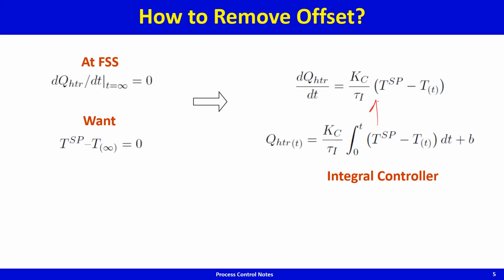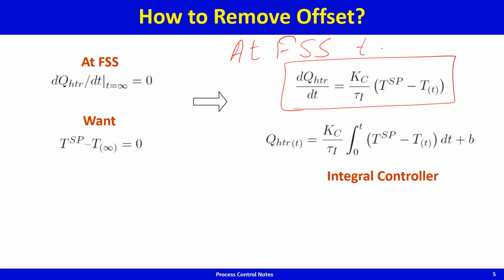So if you differentiate, you go from here to here, and now let us apply this equation at final steady state, where t is equal to infinity. After a very long time, process has settled at the final steady state. At that final steady state, this term must be 0, and because this control law must hold, therefore this term must also be 0.